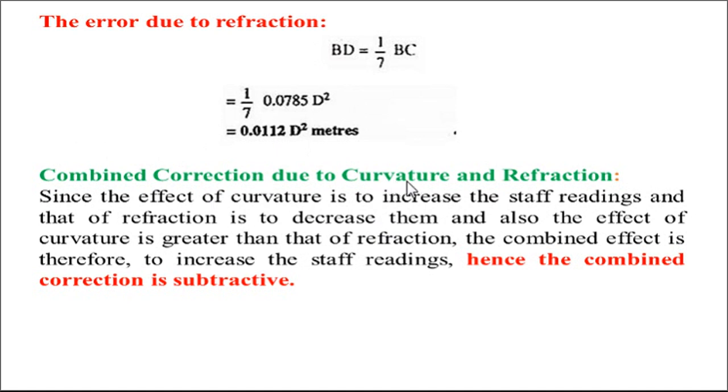Then combined correction. Combined correction due to curvature and refraction. Since the effect of curvature is to increase the staff reading and that of refraction is to decrease the staff reading. Also, the effect of curvature is greater than that of refraction. Hence, the combined effect is therefore to increase the staff reading. Hence, the combined correction is subtractive. Next slide.